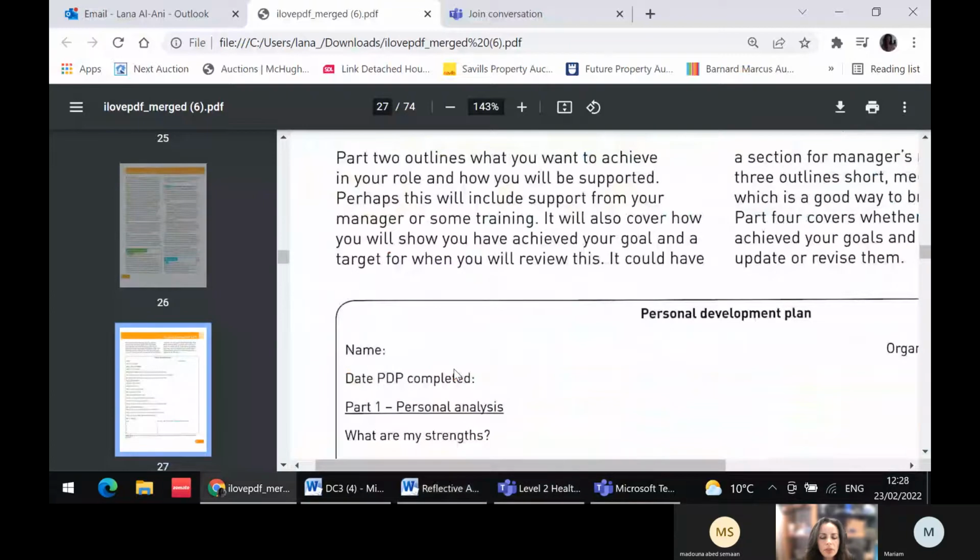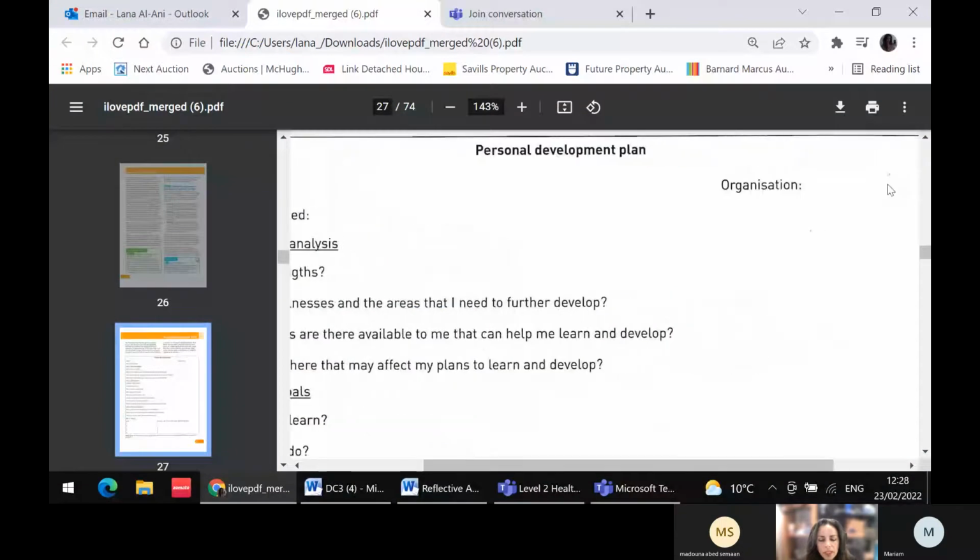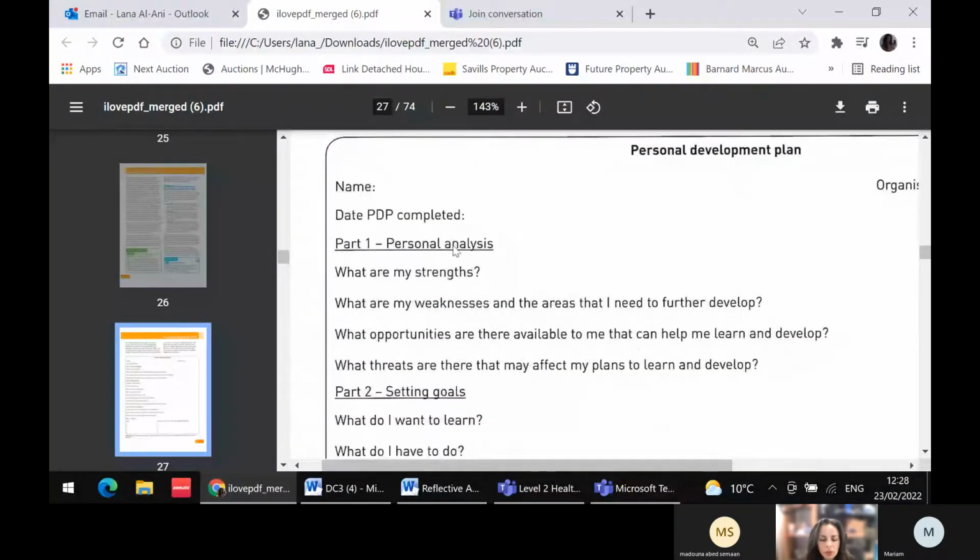Okay, so what I'm going to send you is this personal development plan. You put your name and the date you completed it, and put your organization, any organization name you would like to work with or you are working with at the moment. And then, what are my strengths? Just write about yourself. I'm compassionate, I'm reliable, I'm very responsible, I take care of my clients, I'm very passionate, very caring, always make sure of my clients' safety. Just write about what you think you're very good at.